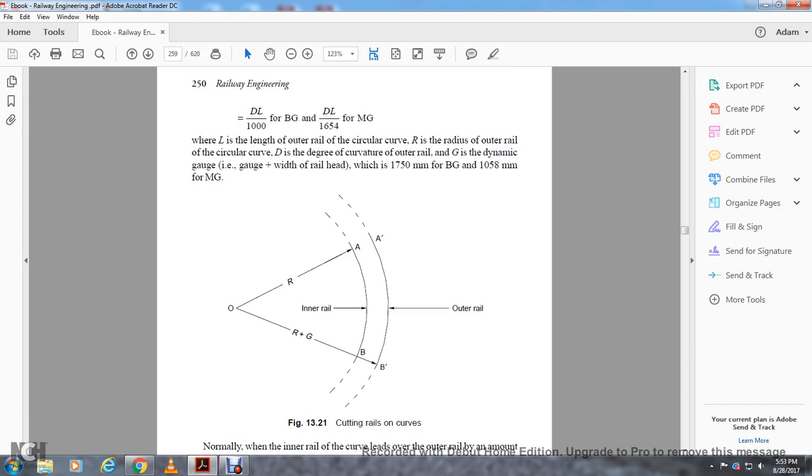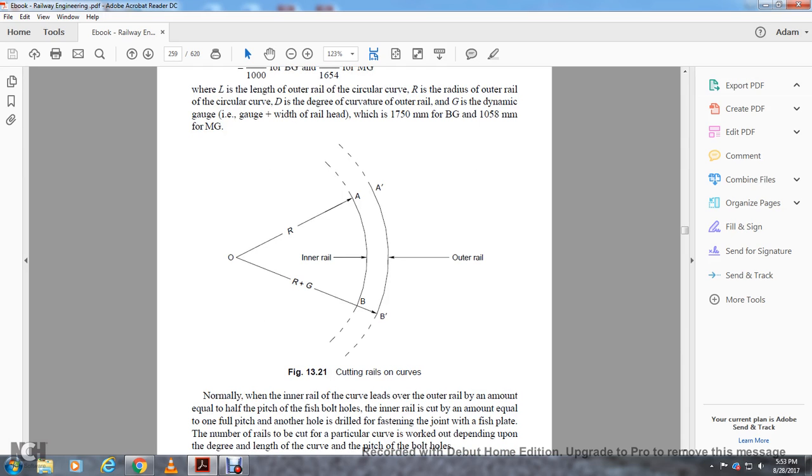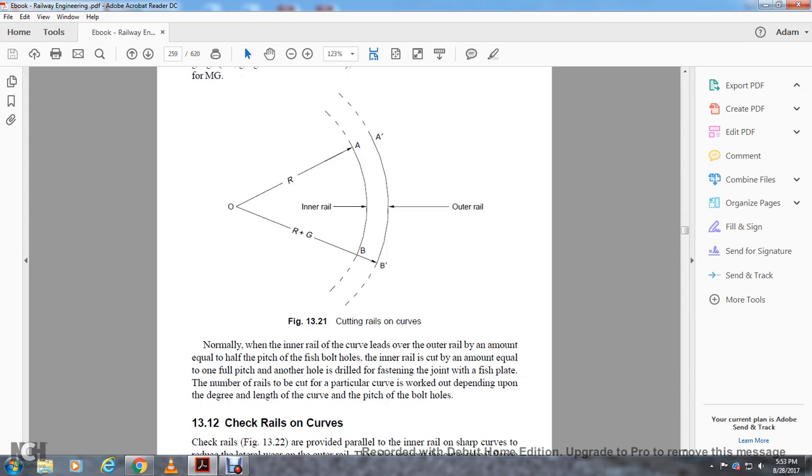Figure 13.24 shows the cutting of the rail on the curve, inner rail, outer rail. Normally, the inner rail curve leads the outer rail by an amount of half the pitch of the first fish bolt. The inner rail is cut by an amount equal to one full pitch, and another hole is drilled in between for the fastening of the joint fish plate. The number of rails to be cut for a particular curve is worked out depending on the degree and length of the curve and the pitch of the bolt holes.